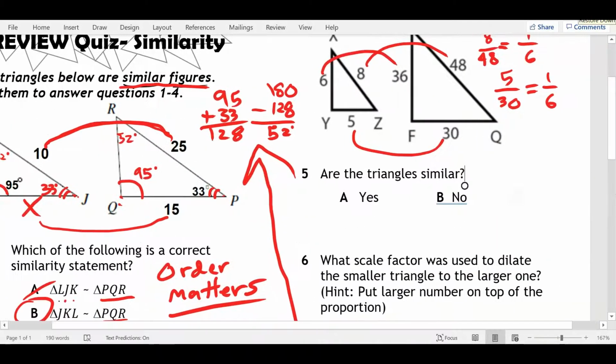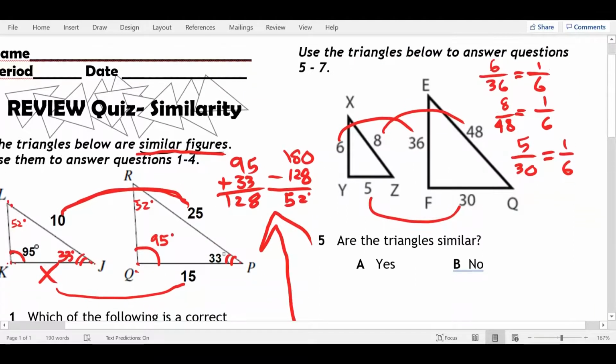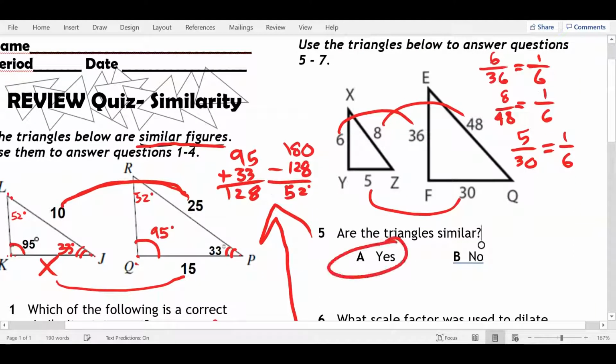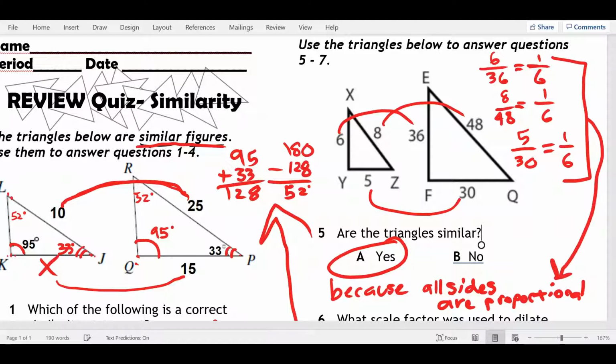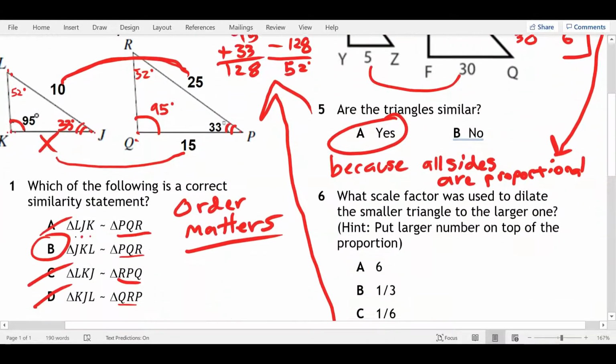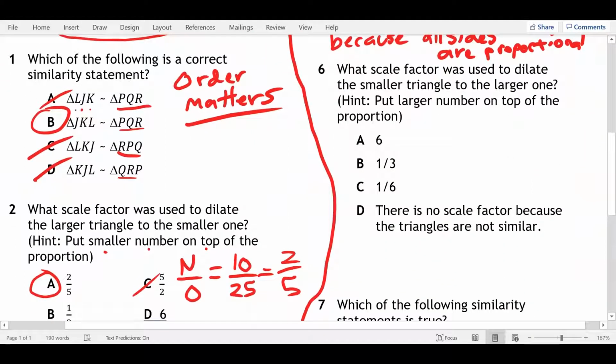So I'm so sorry, this takes forever. There we go. All right, so are these triangles similar? Yes, because all sides are proportional. Since all three pairs of sides give you the same proportion, then they're proportional, therefore they are similar. Okay, so you have to check all three and see if they give you the same fraction or the same number.